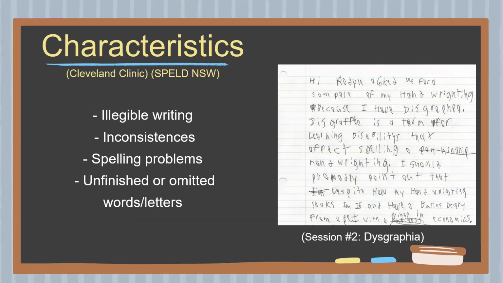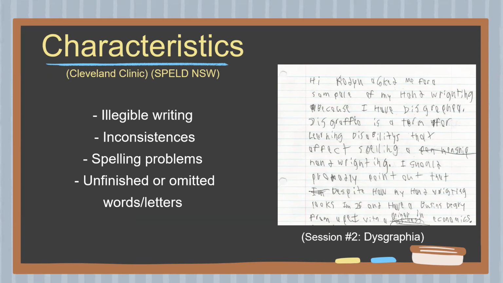Characteristics of dysgraphia. Dysgraphia is generally illegible writing, such as the writing sample to the right. You can kind of sort of read it, but you have to concentrate really hard. It's not as easy as reading something out of a textbook. There are many inconsistencies in the writing samples of somebody that has dysgraphia, such as a mix of cursive and print lettering, upper and lowercase lettering, irregular sizes, slants, and then sometimes the letters are written in reverse. People with dysgraphia often have spelling problems, and they have unfinished or omitted words and letters.